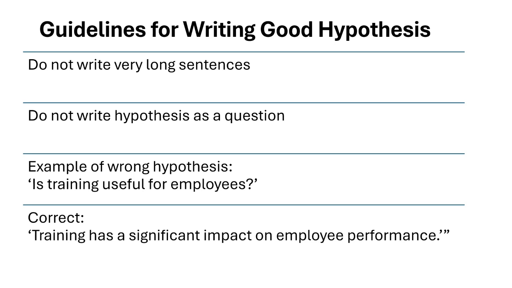Example of wrong hypothesis: is training useful for employees? You are not going to ask a question to yourself. You are coming with the solution. So you should write that training is useful for employees or training has a significant impact on employee performance.